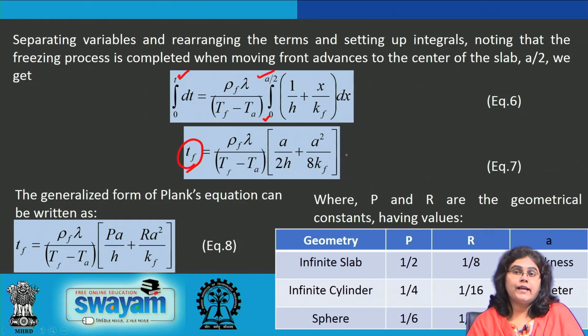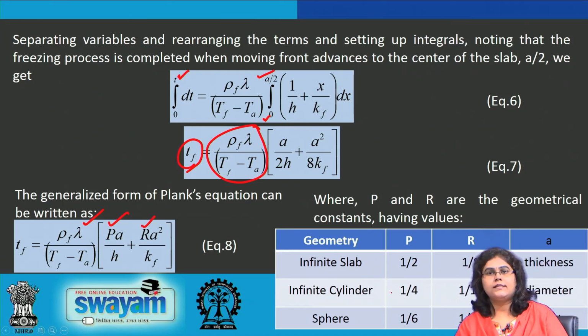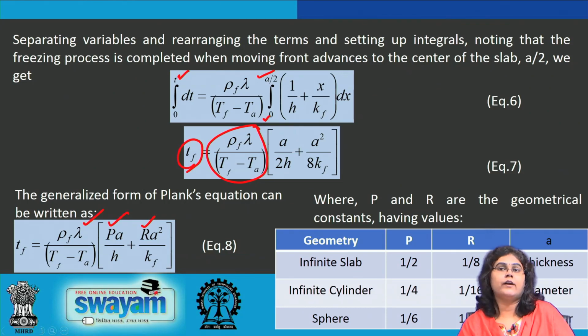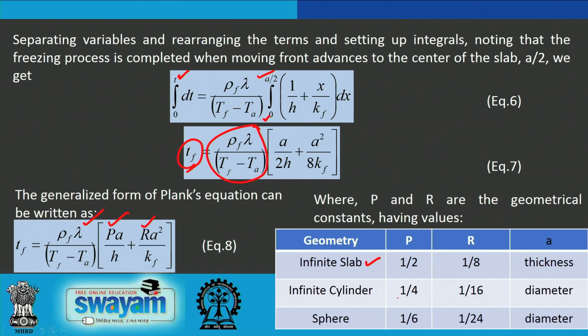However, the generalized form of this equation can be written in terms of the geometrical constants, that is Pa by h plus R A square by Kf, because this part remains the same. So, this P and R are the geometrical constants, and they take different values for different regular shaped geometries. For example, for an infinite slab, the value of P is 1 by 2 and R is 1 by 8, where A is the thickness of the food product.